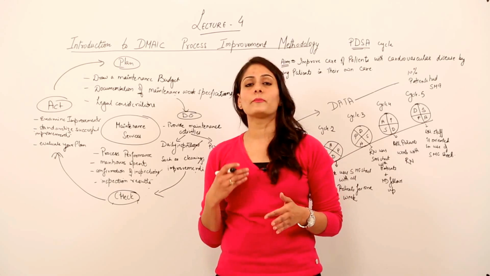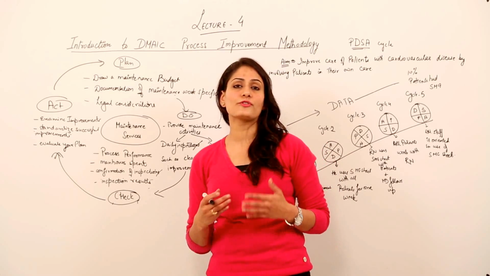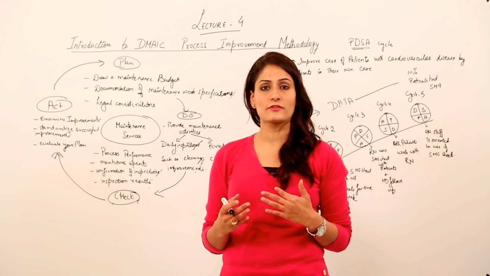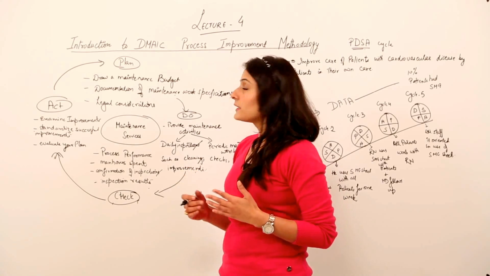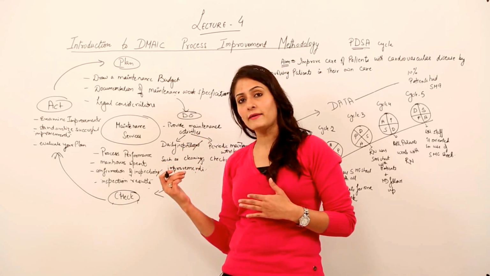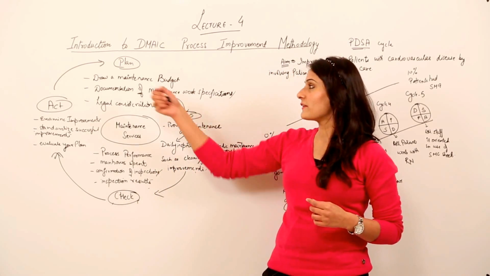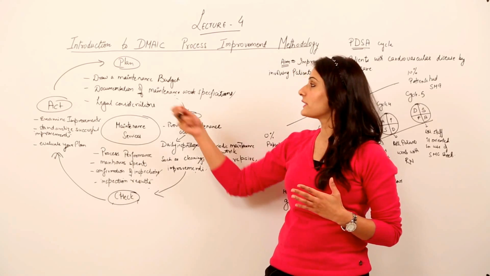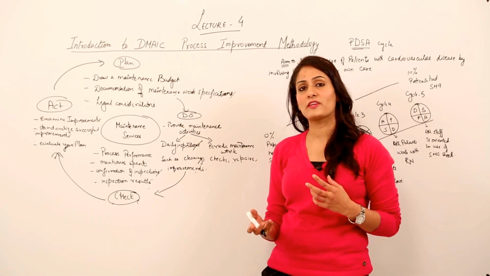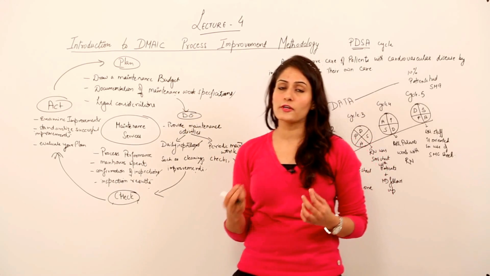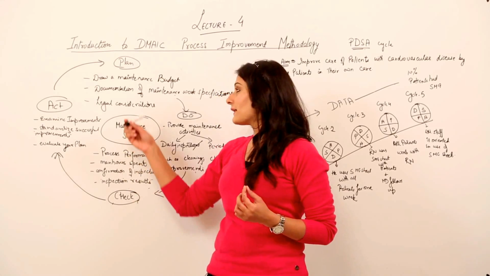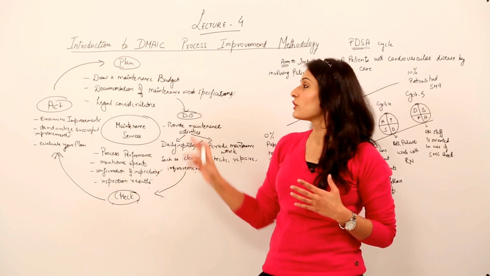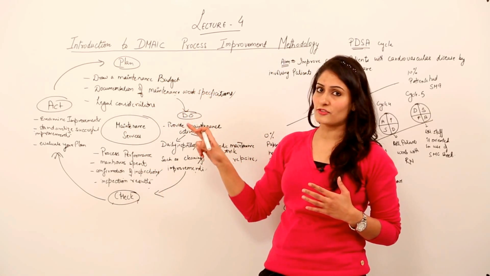So if somebody from the maintenance services wants to use this PDCA cycle to improve their services, how would they do that? Their first stage would be plan. What they will plan is that they will draw a maintenance budget. They will document the maintenance work specifications, like what kind of services they intend to offer, and third, the legal considerations. So all this will come in the plan stage.